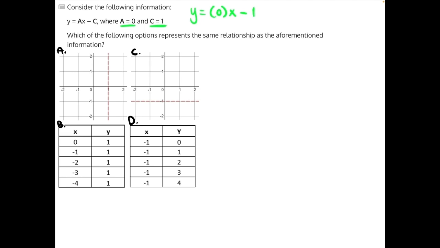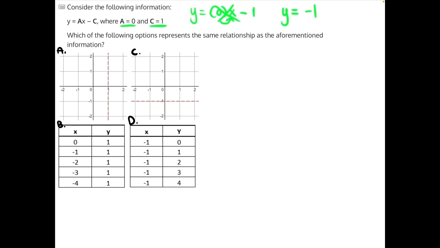If we were to simplify this, 0 times x, that would just give us 0. 0 times anything is 0. So we would have y is equal to, this would completely cancel out, leaving us with just negative 1. So our equation is y equals negative 1, and let's look at our answer choices to see which function matches that equation.